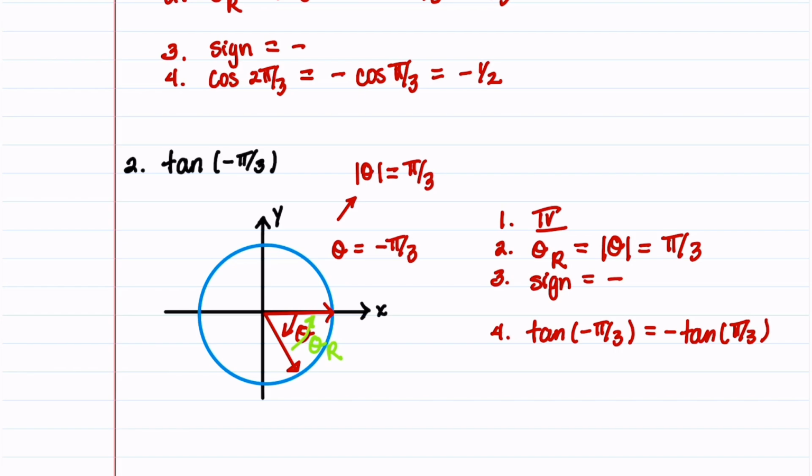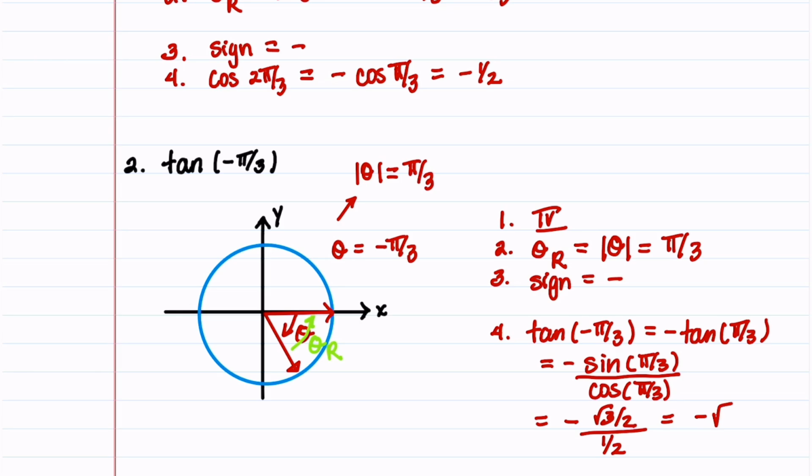We usually don't have the tangent functions memorized, so let's write tangent in terms of sine and cosine. So this is minus sine pi over 3 divided by cosine pi over 3. Sine pi over 3 is root 3 over 2. Cosine pi over 3 is 1/2. So that leaves us with an answer of minus root 3.